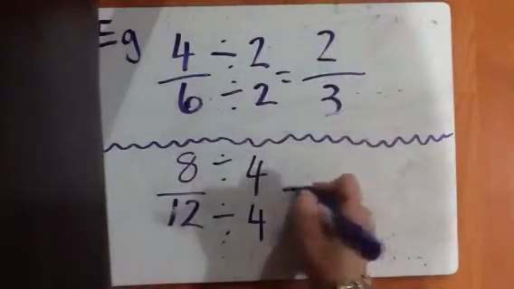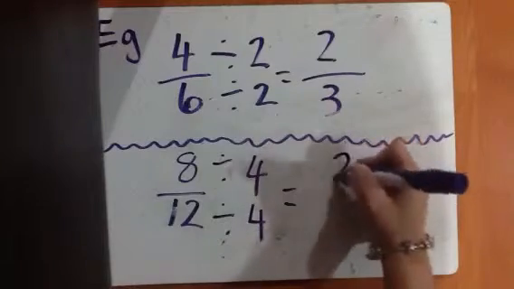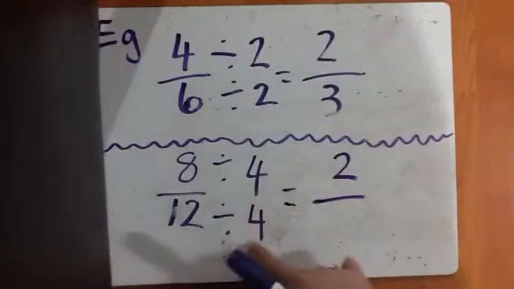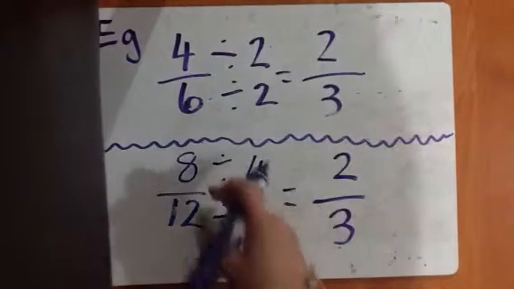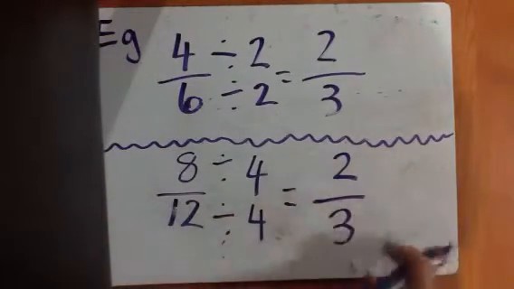equals 8 divided by 4 is 2. 12 divided by 4 is 3. So there you have it. 8/12 is the same as 2/3.